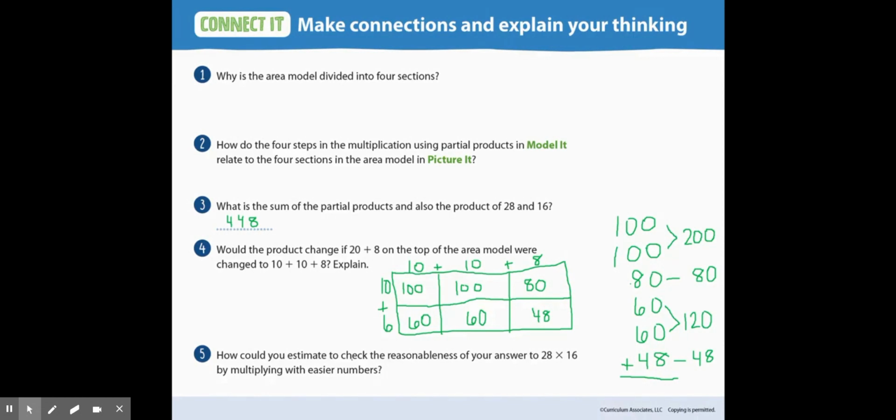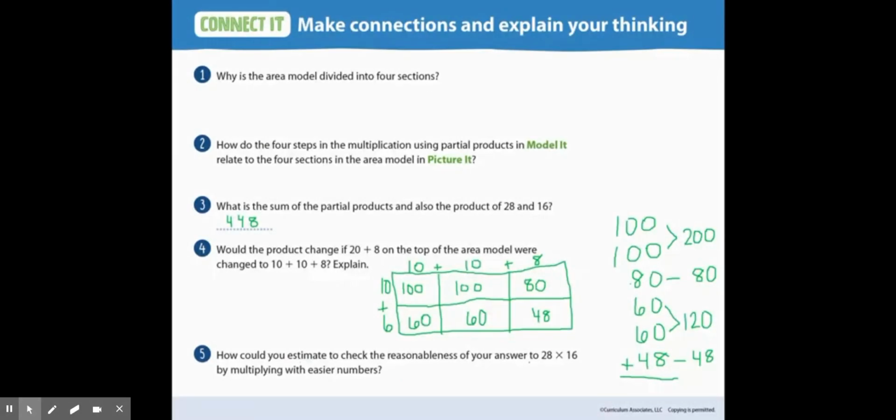So what I would do, estimate tells me to round my numbers and then solve. So to make it easier on myself, I'm going to do my work up here so I have a little bit more room. I would round 28 to the nearest 10, which is 30. And I would round 16 to the nearest 10, which is 20. Almost wrote 16 there. And I would multiply those.